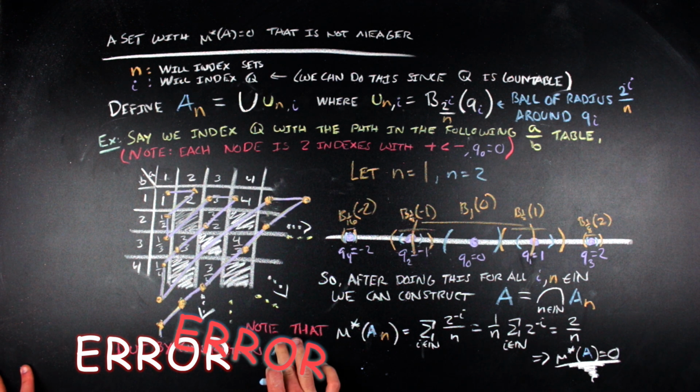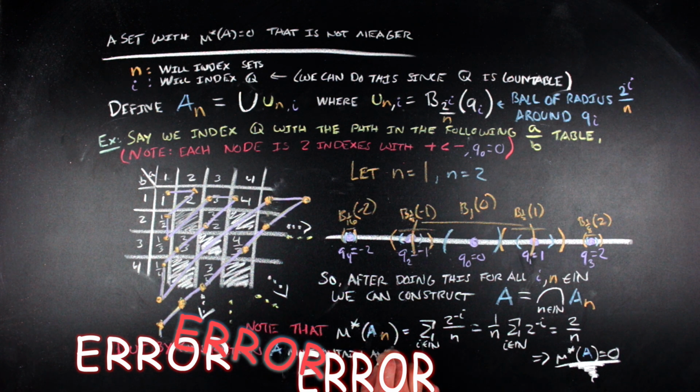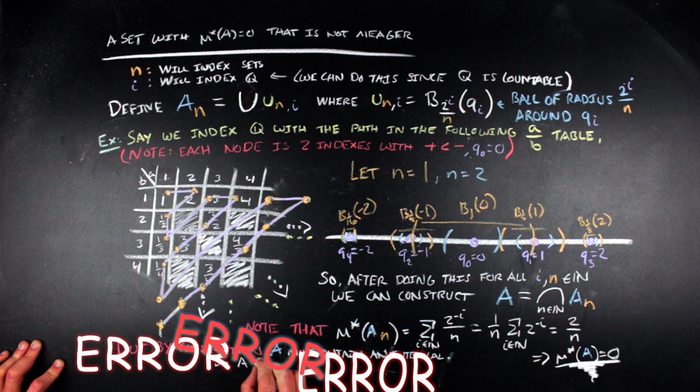So in order to remedy that, I've gone ahead and added a section to the description below that gives a little bit of intuition behind why this ugly construction of a set is not meager, and also some other examples of measure zero sets that are also not meager that might be a little bit more intuitive.